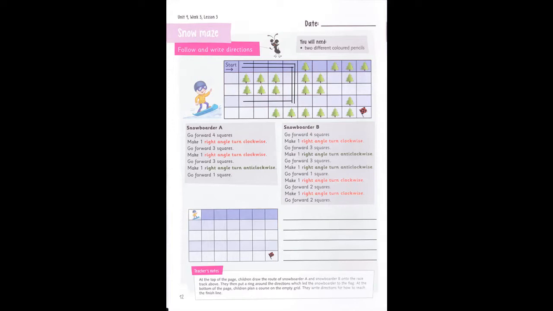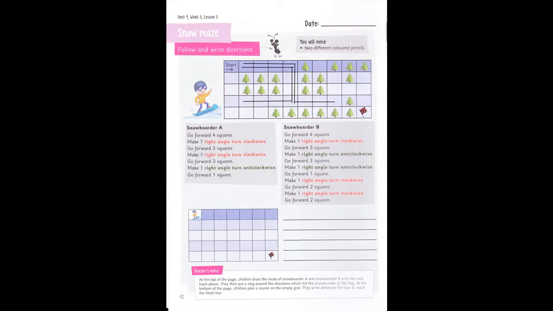This set of instructions is asking you to make 1 right angle turn anti-clockwise. Well, let's do that. Which direction are we facing now? Very good. So, now we go forward 3 squares. 1, 2, 3. Good. Draw that line on the map so we know what path we have been following.